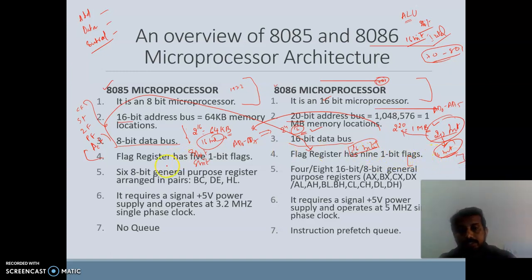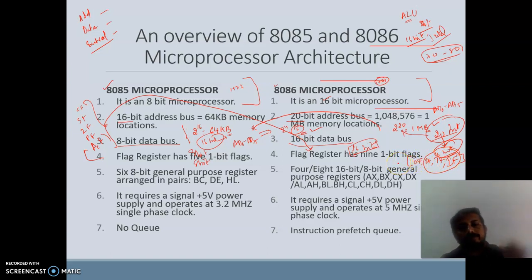All these are called conditional control flags. All these 5 flags will be there, and one more flag, the overflow flag, which is also conditional control. Additionally, you have the direction flag, trap flag, and interrupt flag. These are the 3 machine control flags. The trap flag is for single step execution, the interrupt flag is for passing on interrupts, and then you have the direction flag.